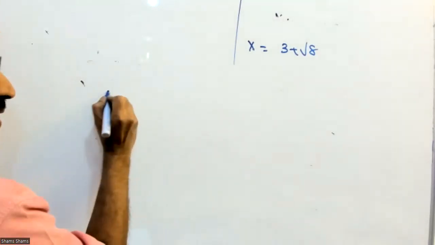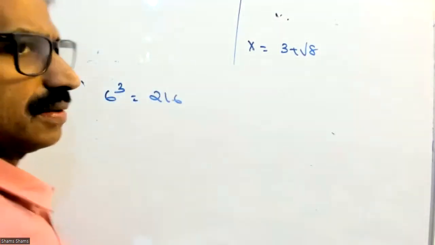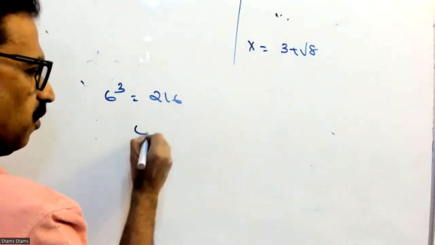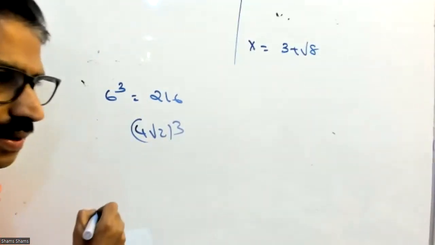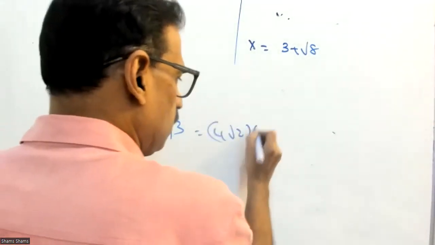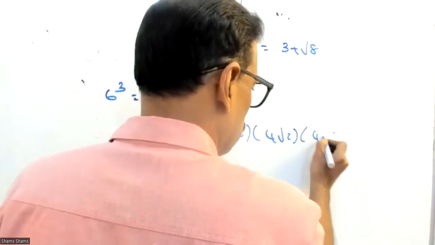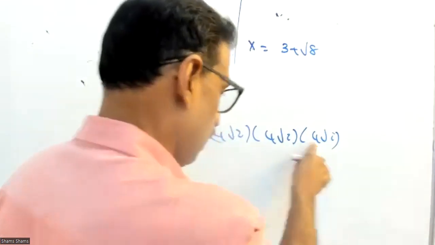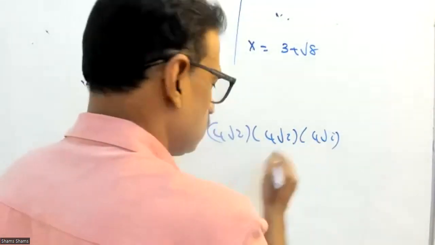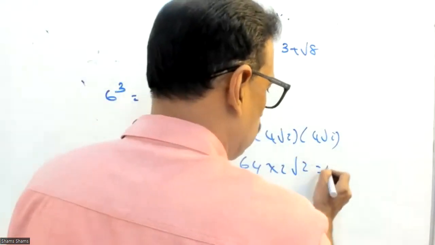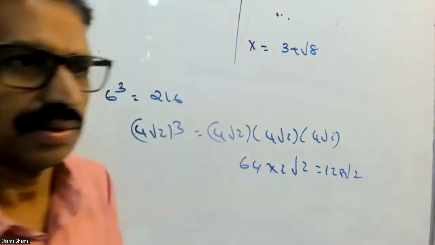Okay, x plus 1 by x whole cube, that is 6 cube, right? 216, because x plus 1 by x is 6. 6 cube is 216. Next one? That is 4 root 2 whole cube, right? x minus 1 by x is 4 root 2. That is 4 root 2 into 4 root 2 into 4 root 2. Look at it. 4 into 4? 16. 16 into 4? 64. Root 2 into root 2? 2. So 128 root 2. We all got it. Okay.